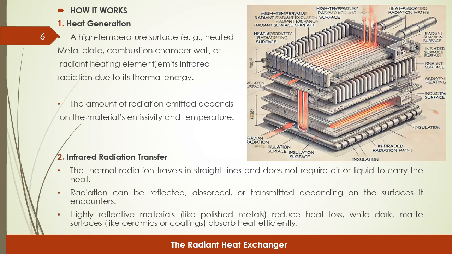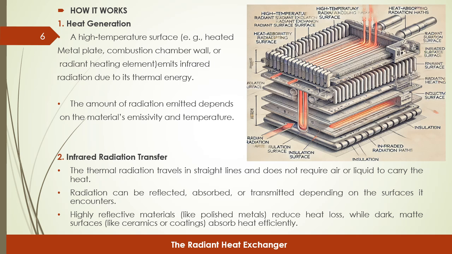Let's look at how the radiant heat exchanger works. On the diagram here, you see a schematic showing a detailed view of a radiant heat exchanger. First of all, the first process that occurs is heat generation. There must be a high temperature surface, for example a heated metal plate, combustion chamber wall, or radiant heating element, which emits infrared radiation due to its thermal energy. The amount of radiation emitted depends on the material's emissivity and temperature, like a black body form of equation. So there must be heat energy generated in the system.